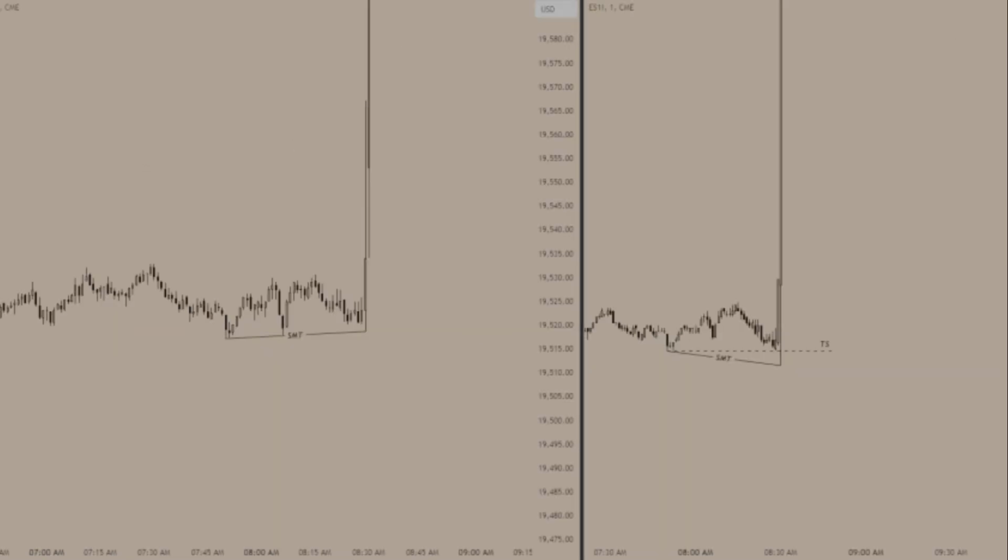We have another example here. SMT divergence. You can see on the left we have NQ, on the right we have ES. Low, higher low, no turtle soup. Low, lower low, turtle soup, right? And of course, this was before a data release. This is your 8:30 news driver. And I can tell you right now, these things are not random. If this was random, we would see something.